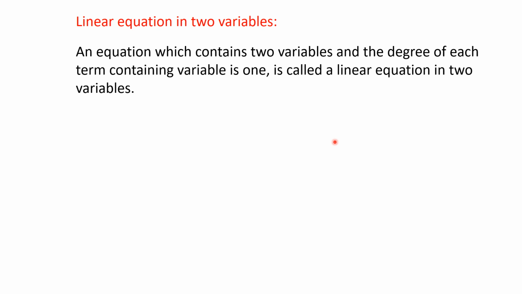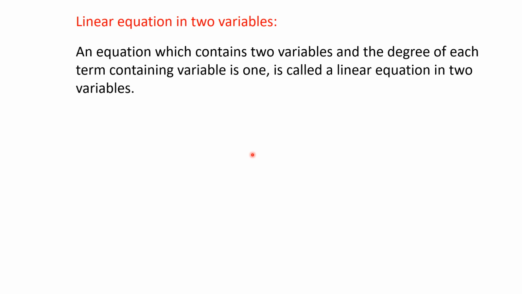Here, two variables means it must contain two variables and the degree of each variable should be 1. Then and only then we say that it is a linear equation in two variables. The term cannot be xy, because when the term is xy, the degree becomes 2. So the degree of each term should be 1, and there should be two different terms containing two different variables.